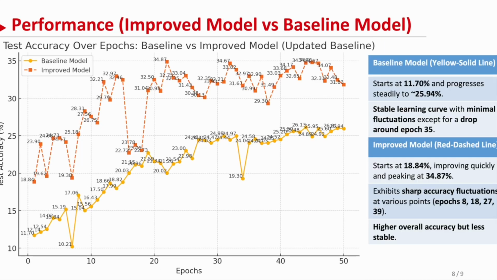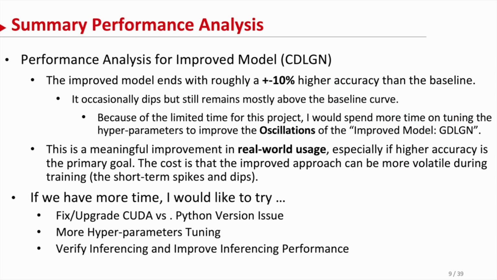This is the result I have. As you can see, the yellow is the baseline, and red is the improved model, which is CD LGN. The right-hand side table has the statistical numbers, with more detailed analysis in here. In general, the result is around 10% higher than the baseline. So this is the result I have. In general, like I said, it's 10% higher, but you see the oscillations happening here.